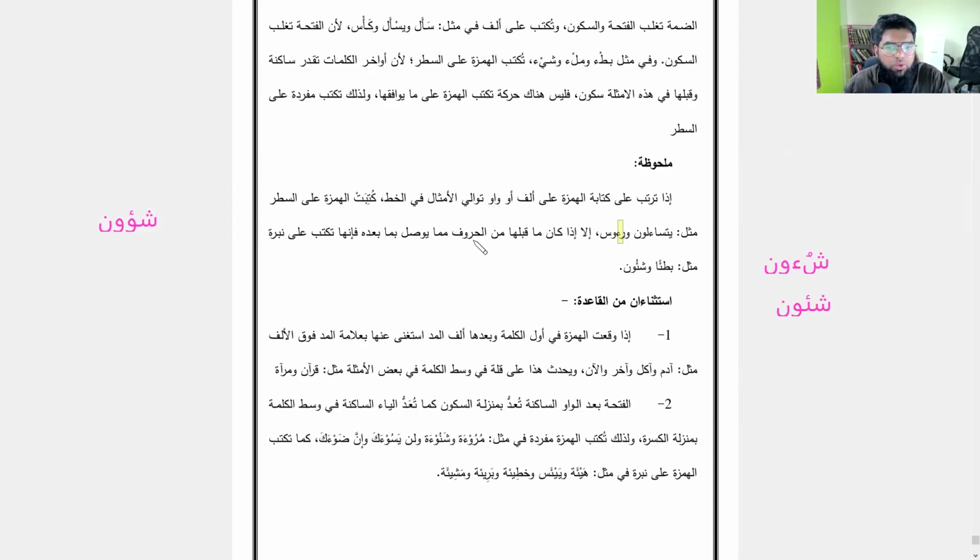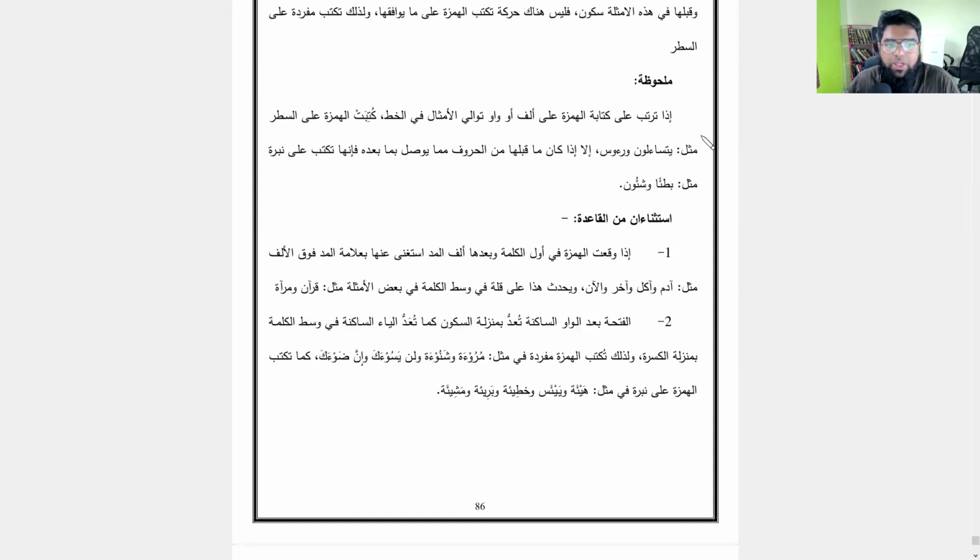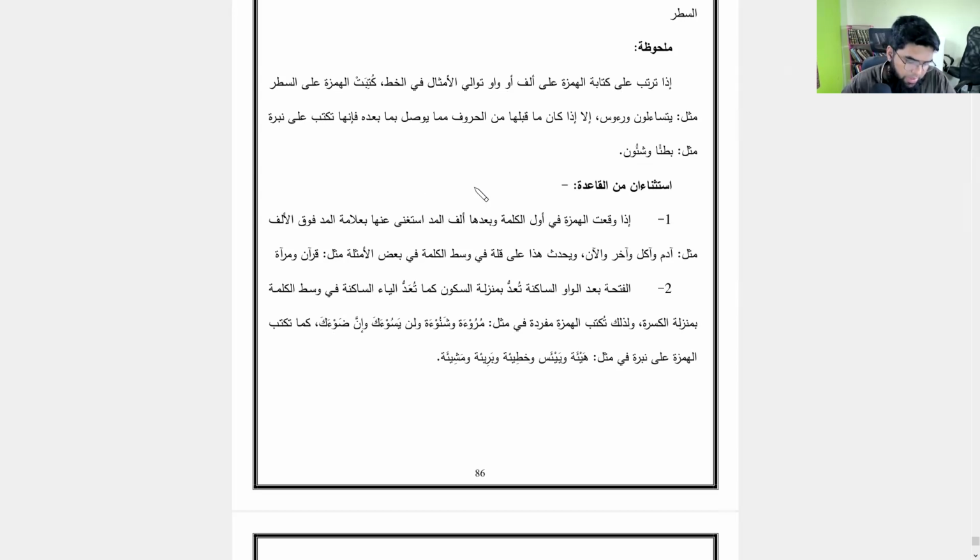Itasa'aluna, I think Itasa'aluna is written like this, but Ru'us and Shu'un is written on the bar. So if you get this malhuda, but generally, if it is duals, double, you can do this. And there are two more exceptions.